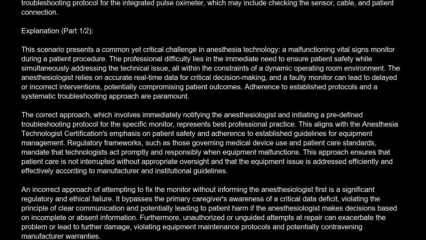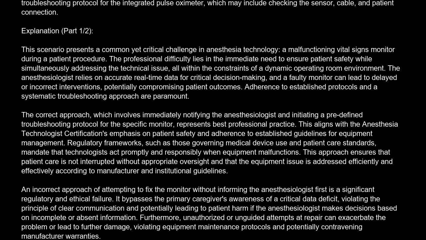The anesthesiologist relies on accurate real-time data for critical decision-making, and a faulty monitor can lead to delayed or incorrect interventions, potentially compromising patient outcomes. Adherence to established protocols and a systematic troubleshooting approach are paramount.